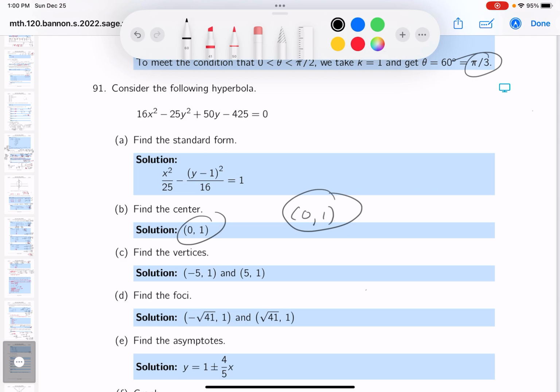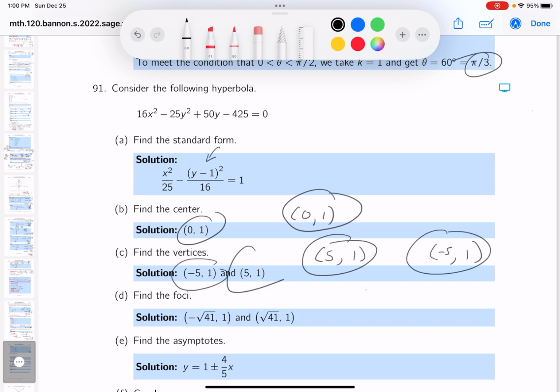Find the vertices, also incredibly simple to do. What are you going to do? Well, you're going to set this term so it becomes 0. When does that become 0? When y is 1. There's going to be 2 of them, by the way. And if y is 1, that second term disappears, so you get plus or minus 5. Let's see if we got those written down. We do. They're written down.